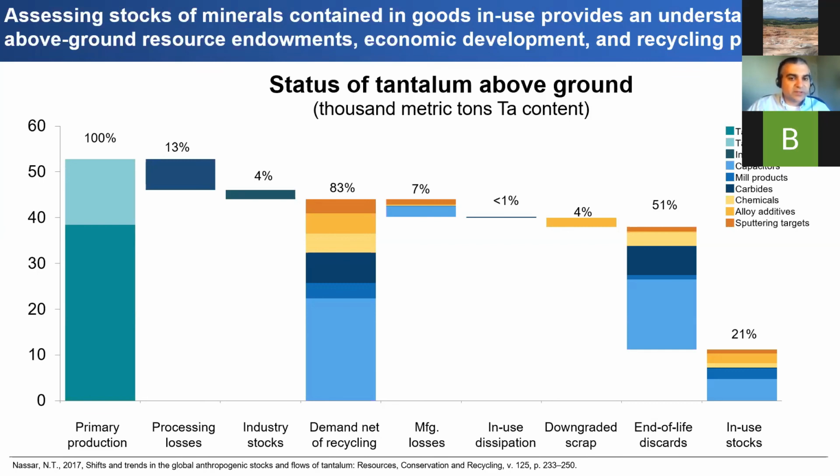You can see most of it, more than half of it, is in capacitors. Some of that demand has been lost in the manufacturing process. Some of it's in use dissipation. This is some of the carbides that have had obviously wear and tear, so you lose a little bit of that. There's some downcycling, so downgraded scraps. So a lot of those super alloys, they might not go to the right recycling stream. They might be downgraded to a different kind of steel. So you lose the property of the tantalum.